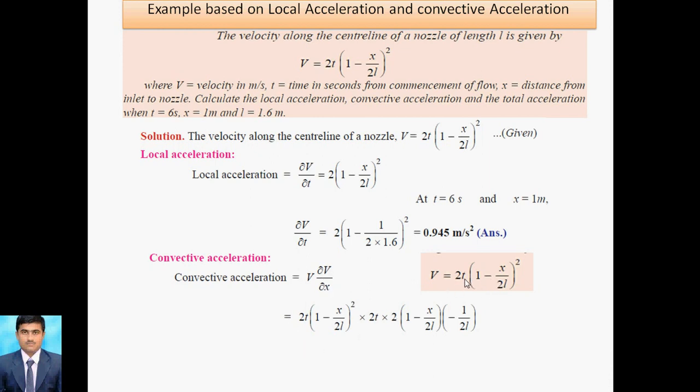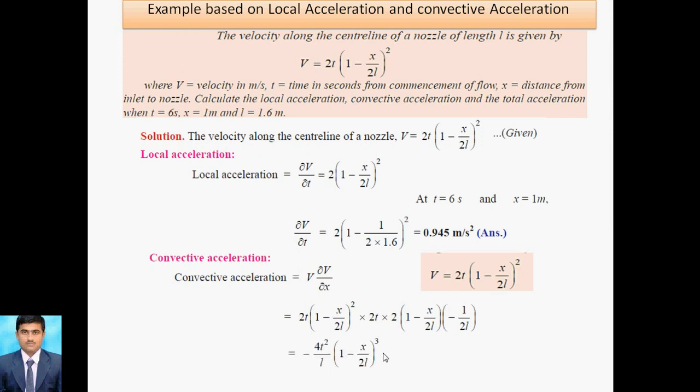That's why 2t stays as it is, and the 2 comes in front. So that becomes (1 − x/2L). But x is in the bracket, so we take the differential with respect to x over 2L. So that becomes only −1/2L because it is constant. With respect to x, that becomes 1. So this is the differentiation with respect to x.